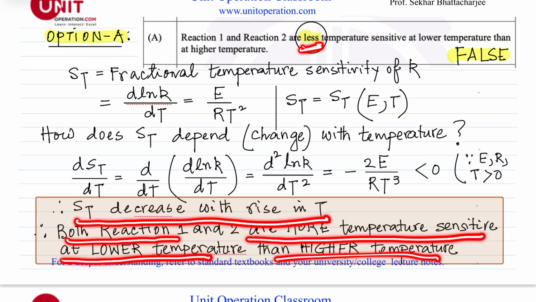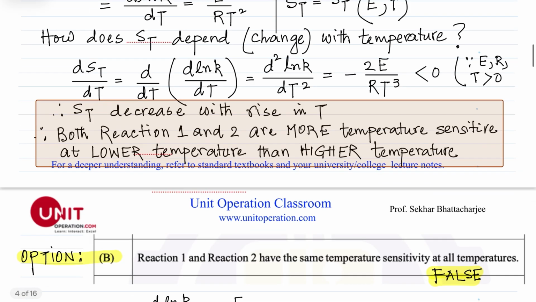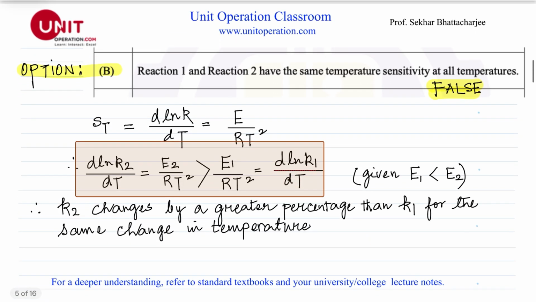This option says less temperature sensitive at lower temperature, which is not true. This is more sensitive. So this option is false. Let's look at option B.